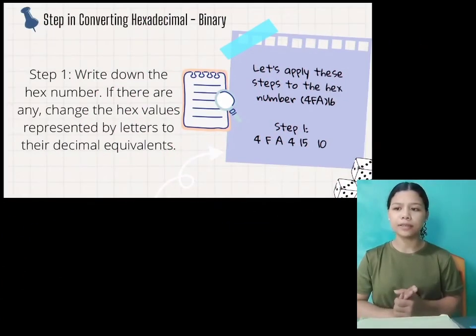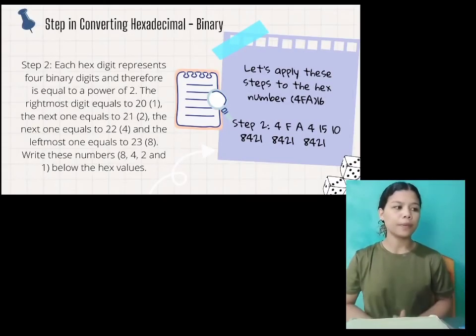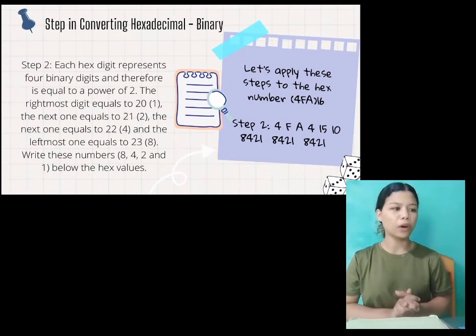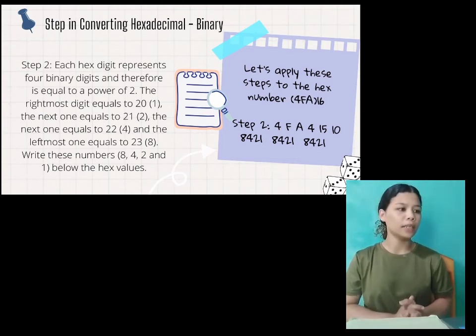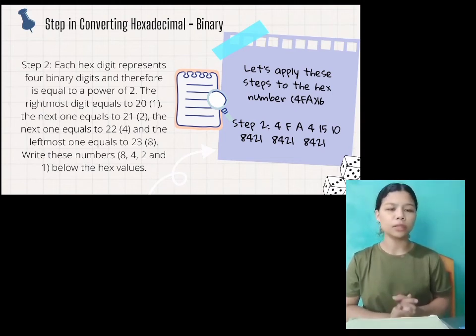In converting hexadecimal to binary, first step, write down the hex number. If there are any, change the hex values represented by letters to their decimal equivalent. Second step, each hex digit represents 4 binary digits and therefore is equal to a power of 2. The rightmost digit is equal to 2 to the 0, or 1. The next one is equal to 2 to the 1, or 2. The next one is equal to 2 squared, or 4. And the leftmost one equals 2 cubed, or 8. Write these numbers 8, 4, 2, and 1 below the hex value.